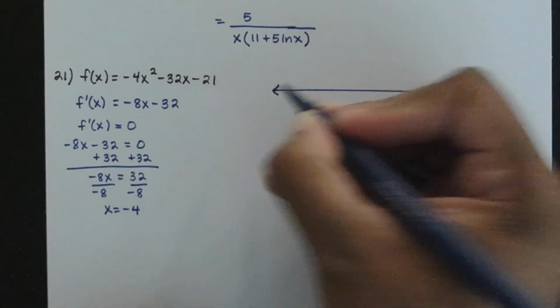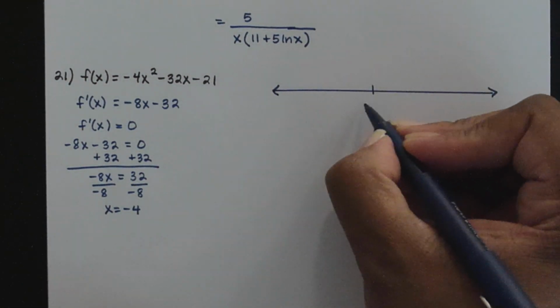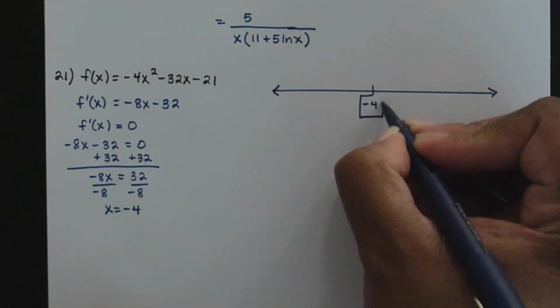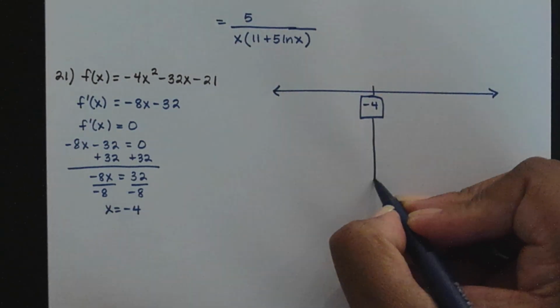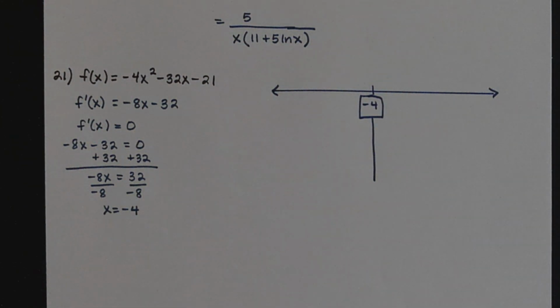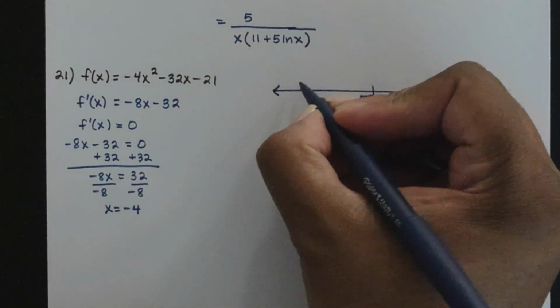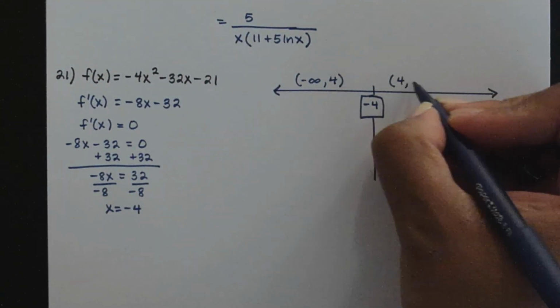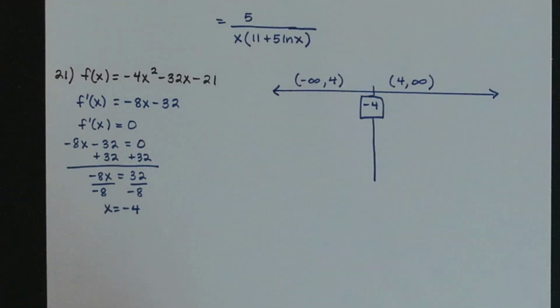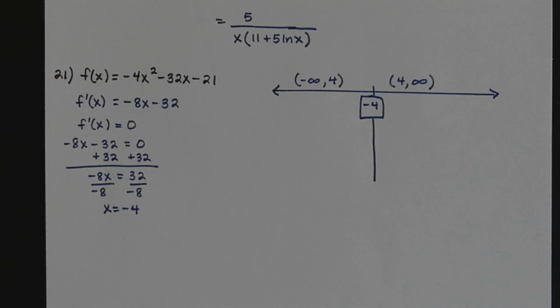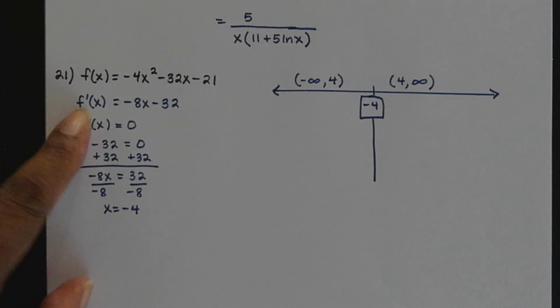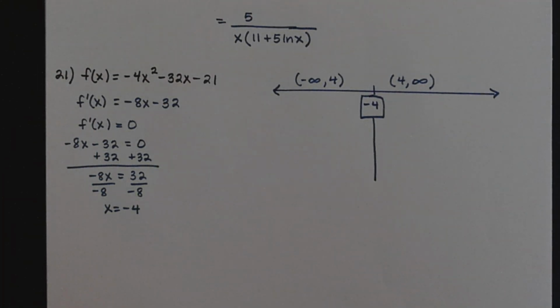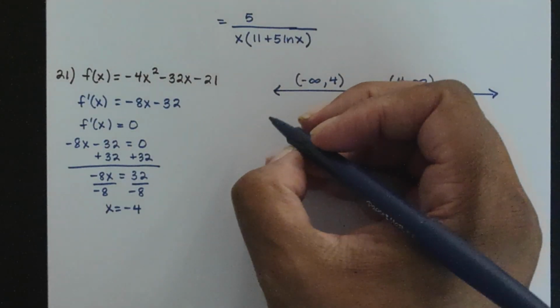So I have to draw a number line, put this on the number line, and negative 4 will be on that number line. And that's going to separate this number line into two different intervals. One will be from negative infinity up to negative 4. Notice I'm using parentheses. And then the other one will be from negative 4 to infinity. Now I'm going to pick a test point and substitute that value into the f prime of x function to see if it's positive or negative.